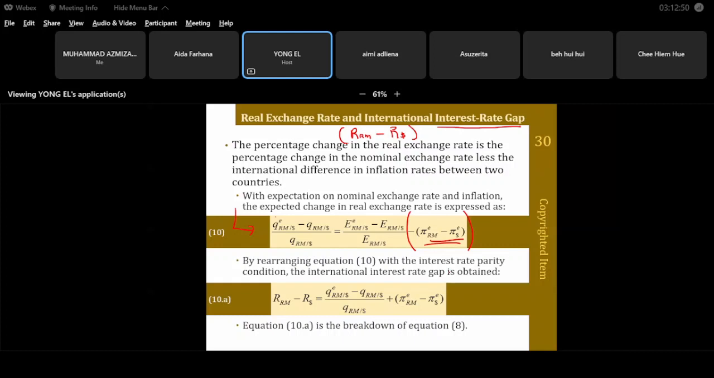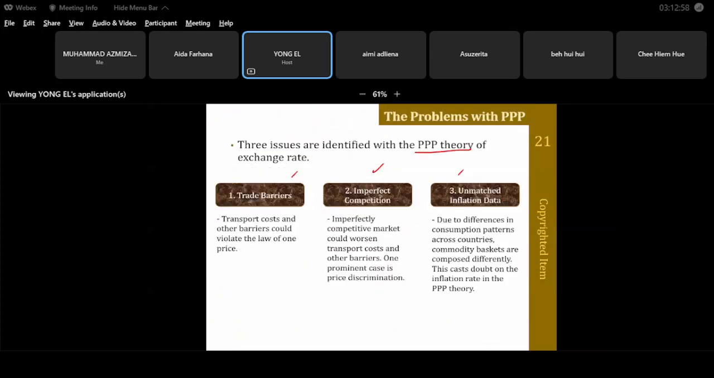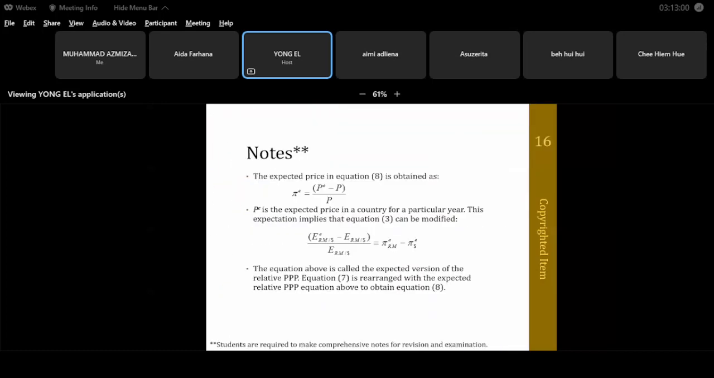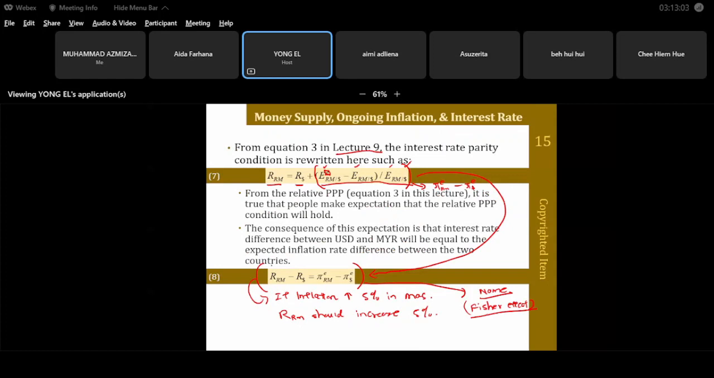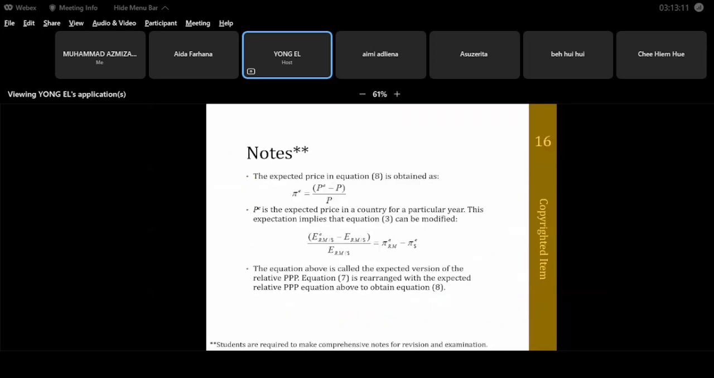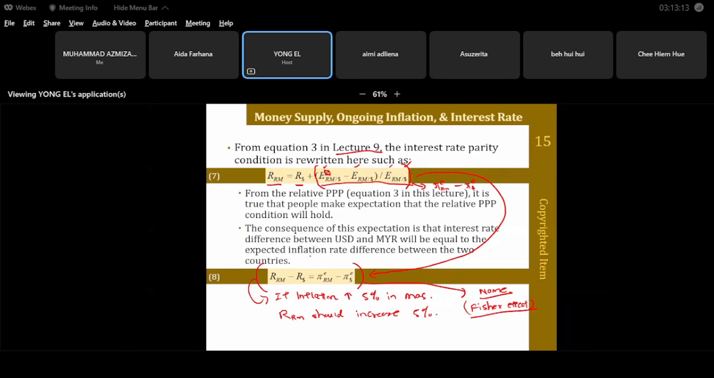And from our understanding, previously we have equation 8, I believe. I still remember I asked you to pay attention to this equation, okay? The differences in interest rate are equal to the differences in inflation rate. This is the Fisher effect. And from what we see above, the differences in interest rate are also equal to the percentage change in expected exchange rate, equation 7.